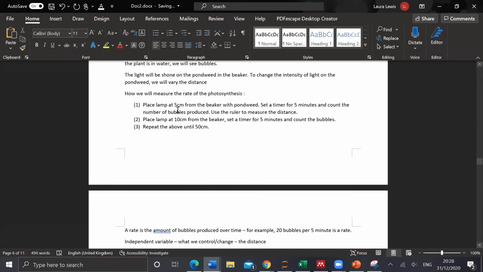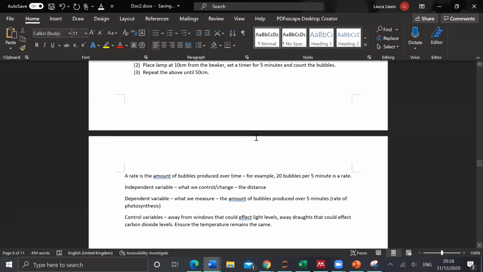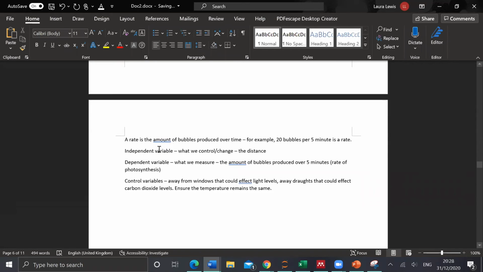Number 1, place lamp at 5 centimeters from the beaker with pondweed. Set a timer for 5 minutes and count the number of bubbles produced. Use the ruler to measure the distance. Number 2, place lamp at 10 centimeters from the beaker. Set a timer for 5 minutes and count the bubbles. 3, repeat the above until 50 centimeters, a sensible amount. A rate is the amount of bubbles produced over time. For example, 20 bubbles per 5 minutes is a rate.